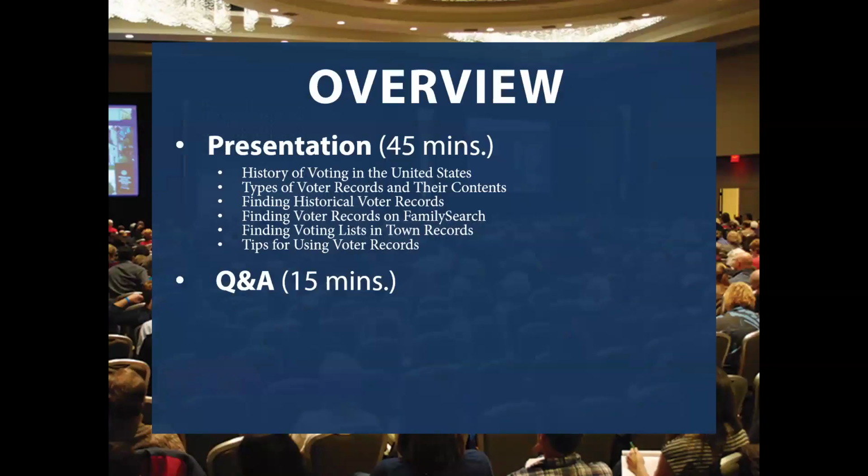So if your ancestor had the right to vote, you can find a wealth of information in their voting records. These records can help you to verify the exact years your ancestor lived in a certain location, locate your ancestor on a state census, identify when your ancestor was naturalized, and more.